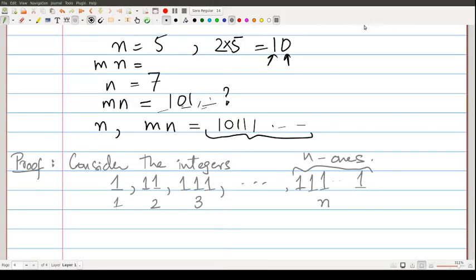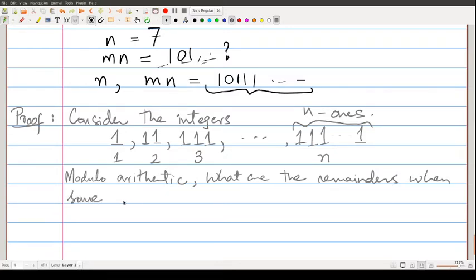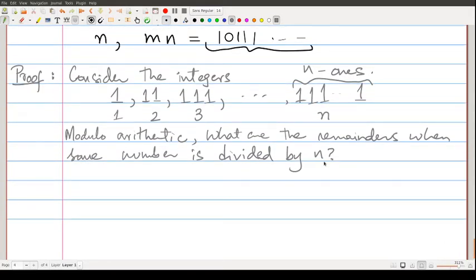Any confusion so far? Okay, at this point I am going to bring in modulo arithmetic, and ask you to consider the remainders. What are the remainders when some number is divided by n? What are the possible remainders when you divide any number by an integer n? So basically I'm asking you the equivalence classes in Z_n. What are the equivalence classes in Z_n? What possible integers can you have?